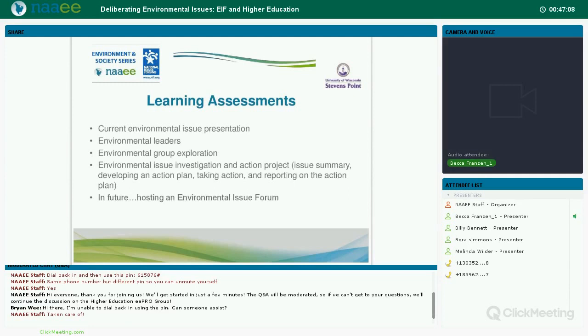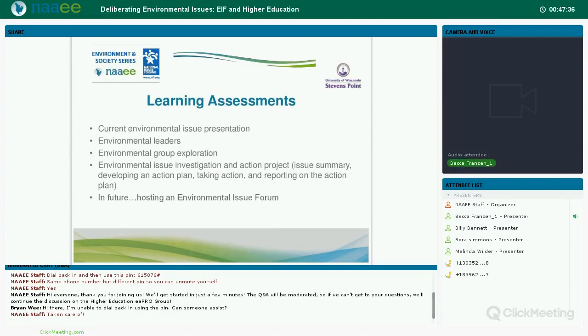The current learning assessments for the course. I briefly mentioned the current environmental issue presentation. That's a brief presentation that's 5% of the course, where students share a newspaper article or a video on some current environmental issue, and they talk about who the key players are, what values they hold, and what kind of implications it has for us.